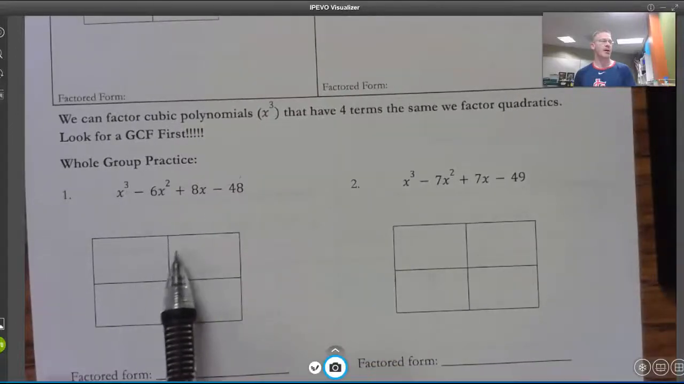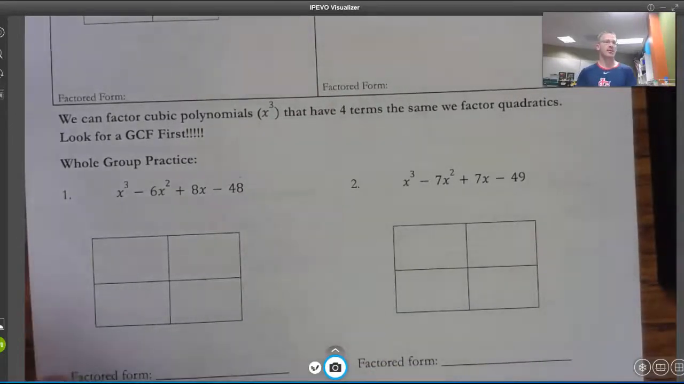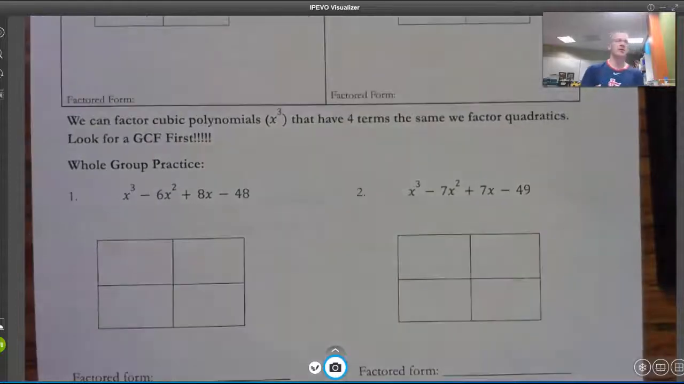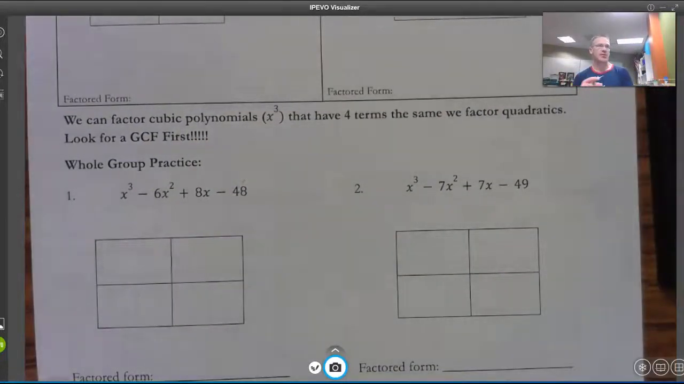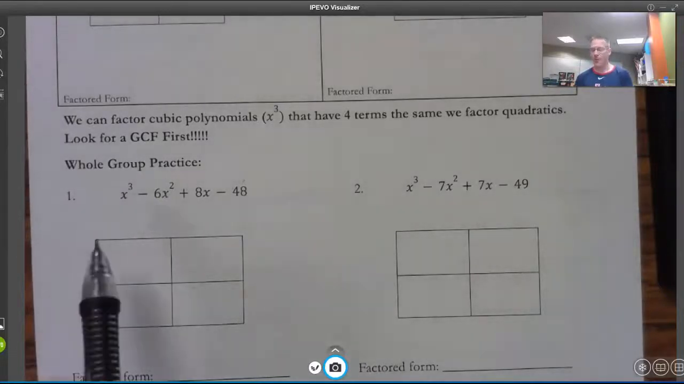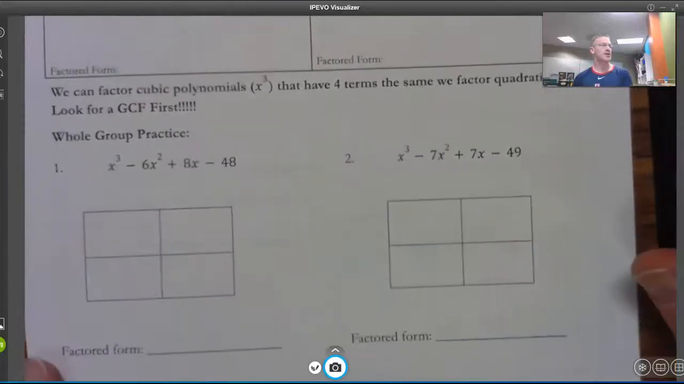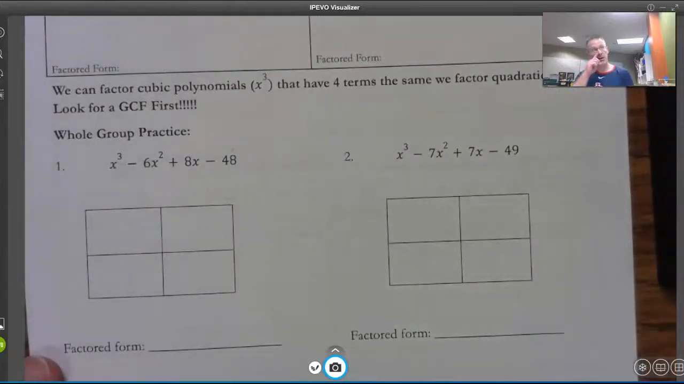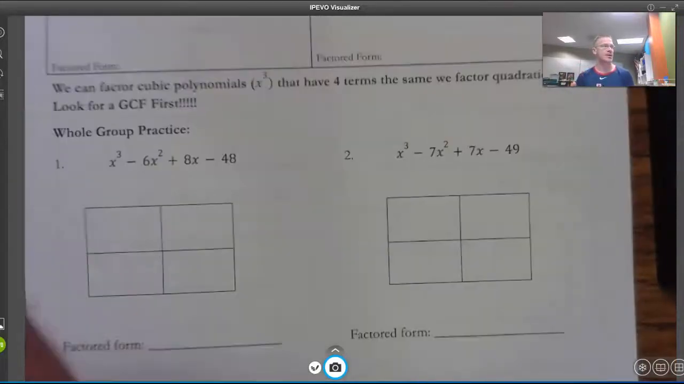Well, if we think about our area model, we have 4 boxes. So this is why it's a little bit easier, because we don't have to do the multiplying a times c and try to find that combination to get those middle terms, because we have 4 pieces already. Now, once again, we still have to look for that GCF before we get into that factor pattern.